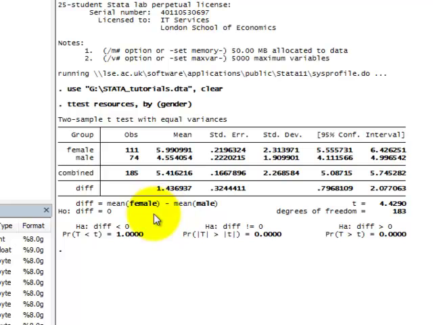We are testing the null hypothesis that says that the mean difference in the population between female and male is equal to zero. The alternative hypothesis states that the mean difference in the population between female and male is different from zero.